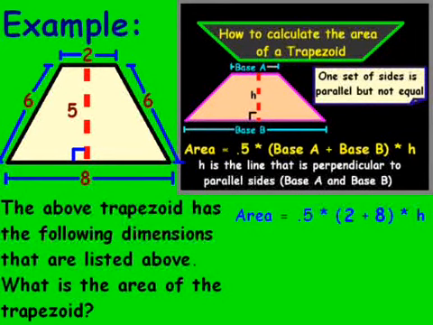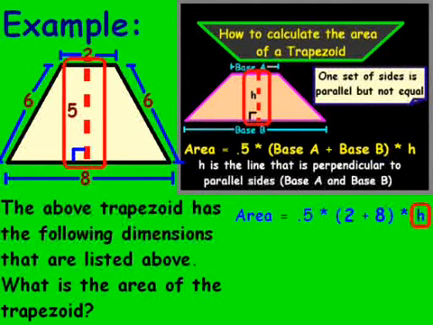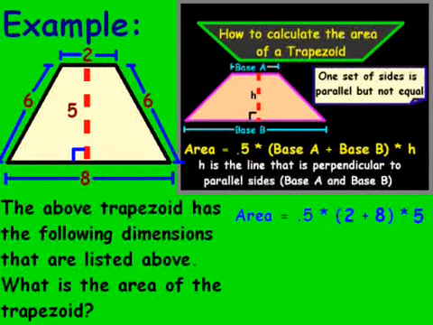And lastly, we're looking for the height, or H. And in this case, the line that goes perpendicular through the base A and base B is this line right here, and that has a length of 5. So we're going to plug in 5 for H.